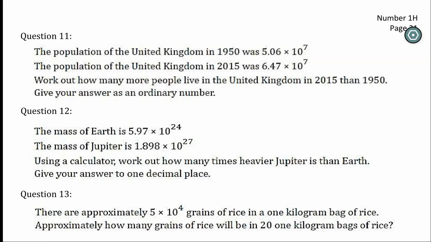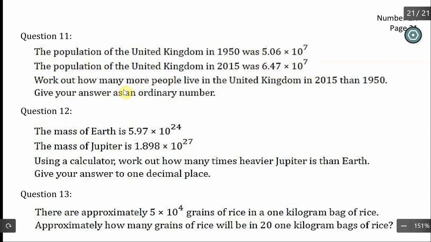The last page of the pack is a page full of wordy questions in standard form, which is how they love to ask them in an exam, by the way. So question 11, the population of the UK in 1950 was 5.06 times 10 to the power of 7. The population of the UK in 2015 was 6.47 times 10 to the power of 7. Work out how many more people live in the UK in 2015 than 1950.